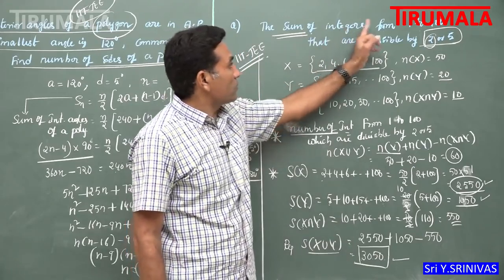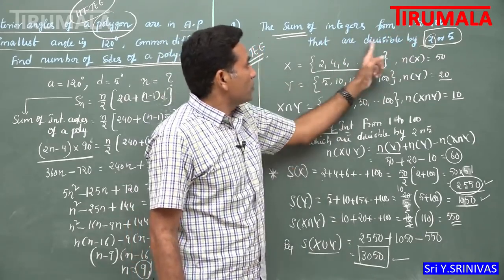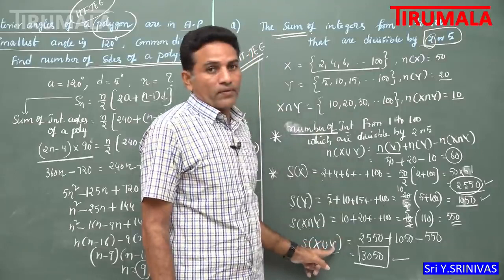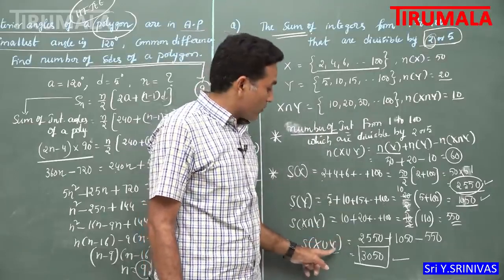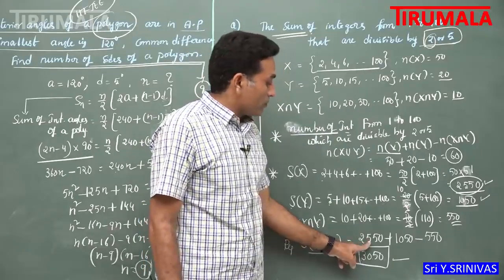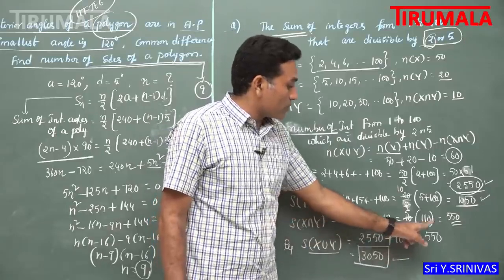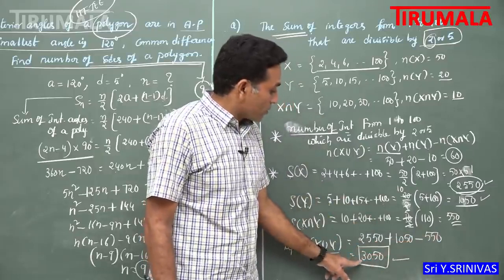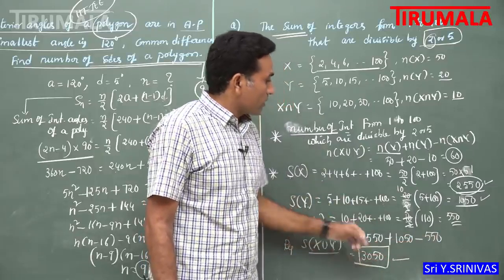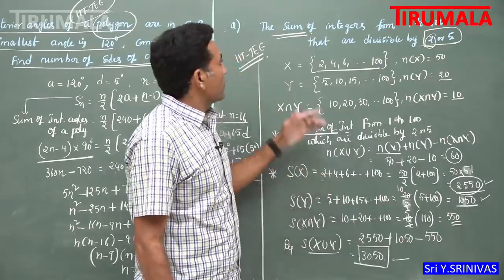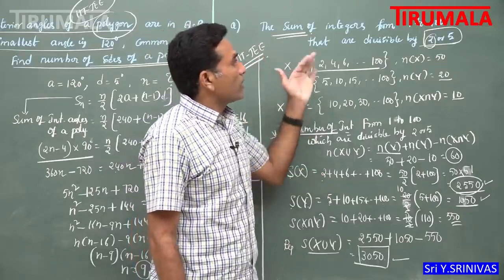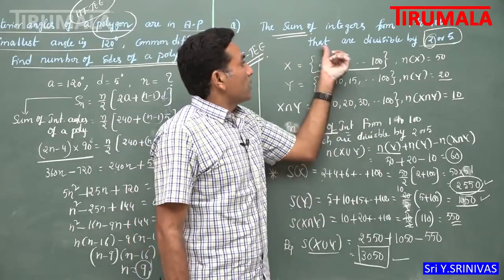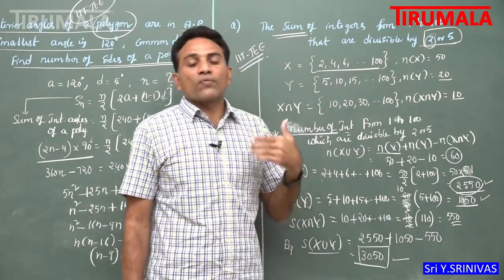Sum of the integers from 1 to 100 that are divisible by 2 or 5. Divisible by 2 or 5 is the sum of 2 multiples plus the sum of 5 multiples minus the sum of 10 multiples. The final answer is 3050.